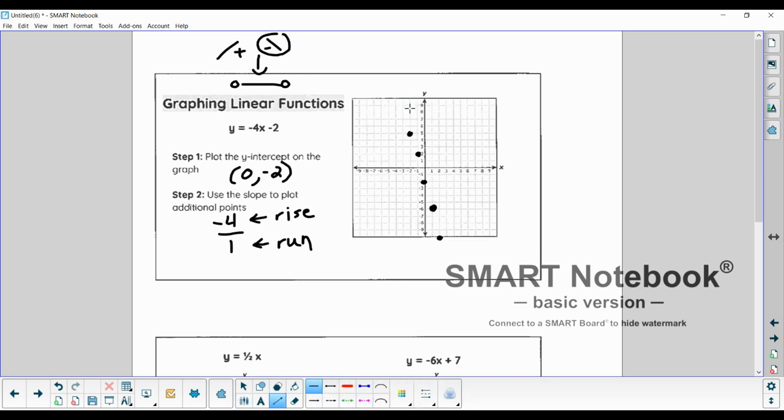And then, oops, that point should be just a titch higher right there. We can connect the points with a line. Just adjust that a little bit. And put arrows on the ends to show that this line is infinite. It goes on forever.